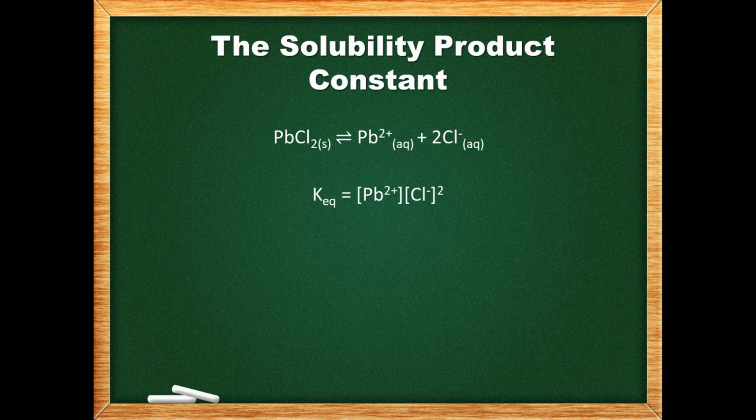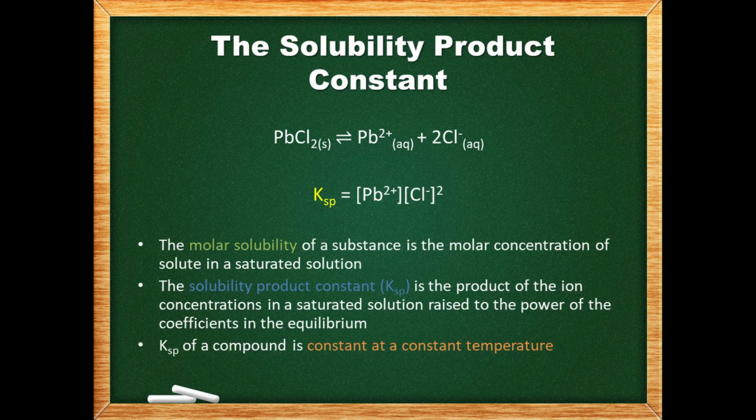Since this is a special kind of equilibrium, it gets its own equilibrium constant, KSP. KSP is the solubility product constant. Recall the definition of molar solubility. The molar solubility of a substance is the molar concentration of solute in a saturated solution. The solubility product constant, KSP, is the product of the ion concentrations in a saturated solution raised to the power of the coefficients in the equilibrium.